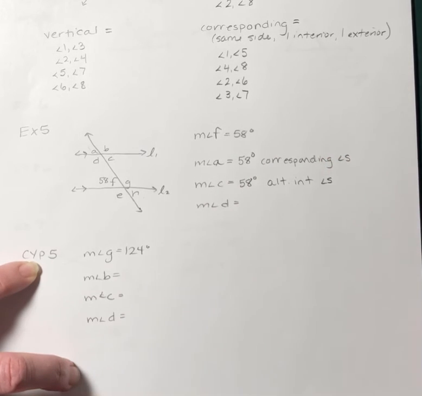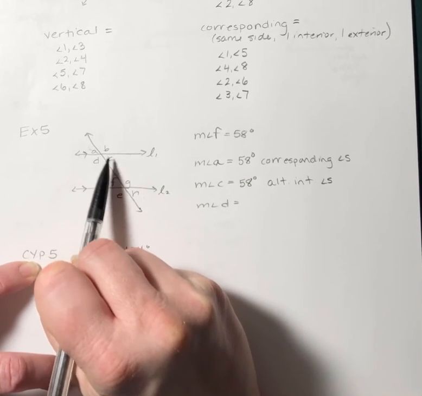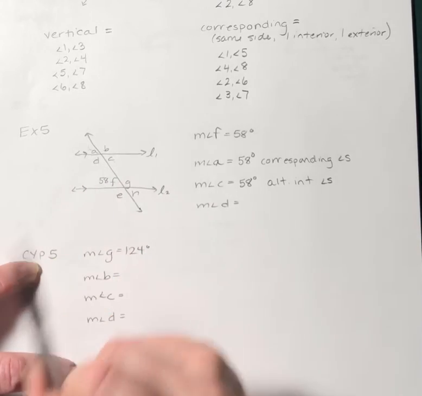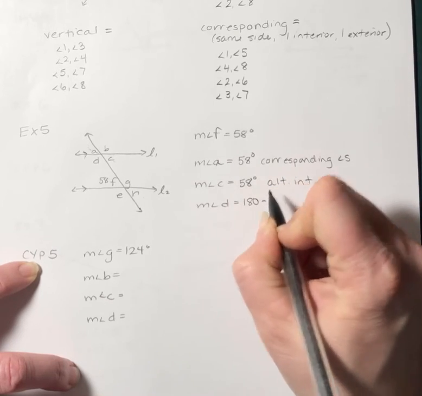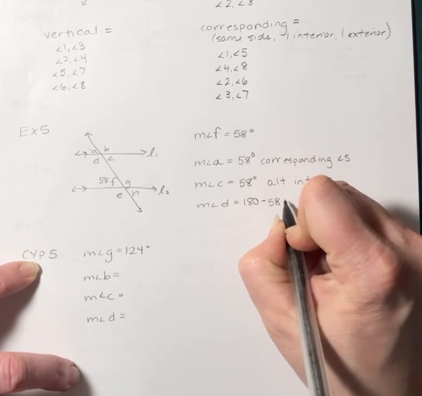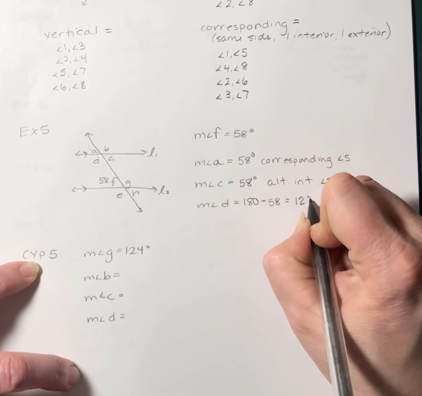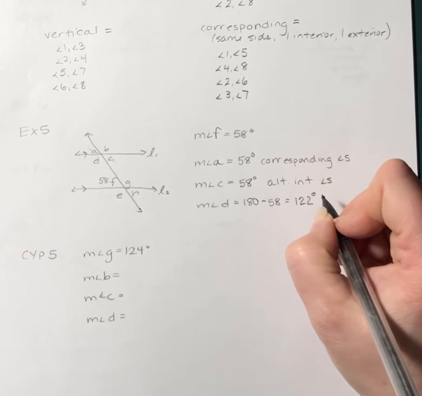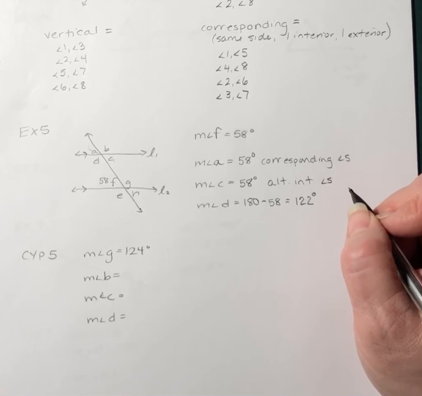So we have angle D left. So we knew that A and C are both 58. A and D or C and D are both supplementary. So to find angle D, I do 180 minus 58, and I get 122. 50, 60, 70, 80, yep. 122 degrees for that one.